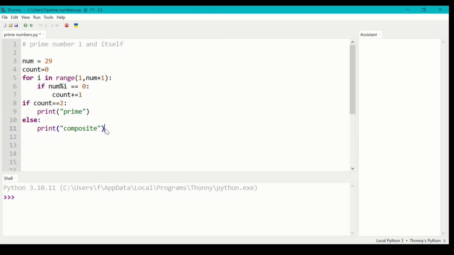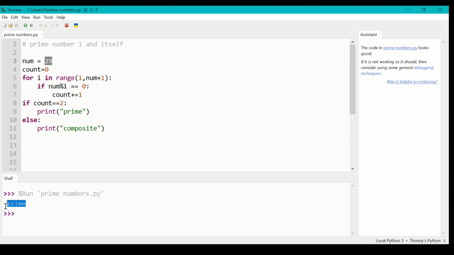Let me execute this. 29 is a prime number, so we got prime here. We got 2 as the count, as it is divisible by 1 and itself, 29. The count is 2, this block is successfully executed, and prime was printed in our console.